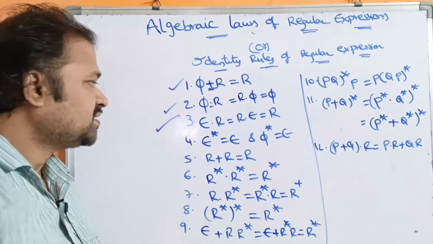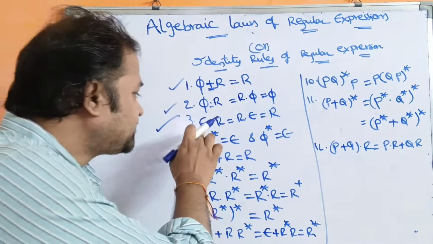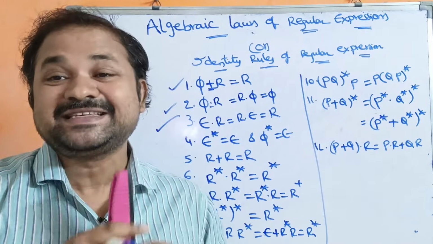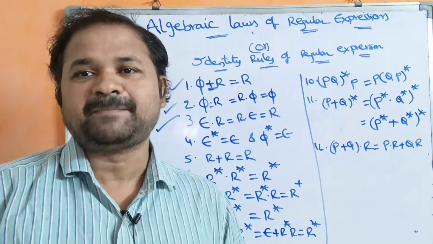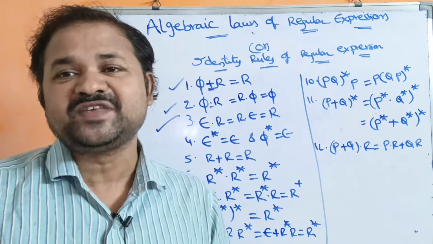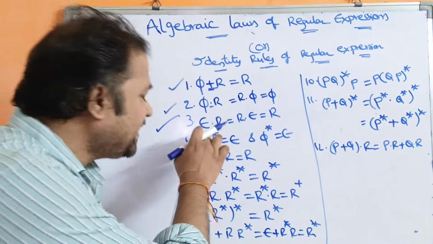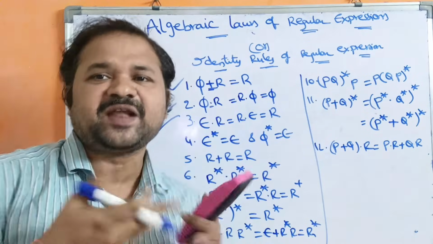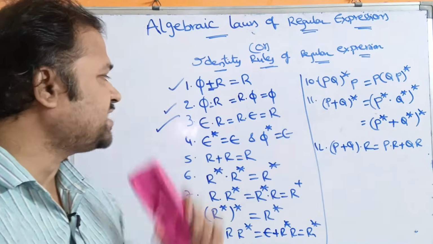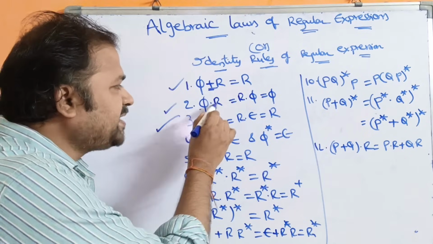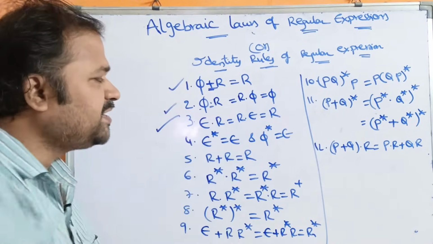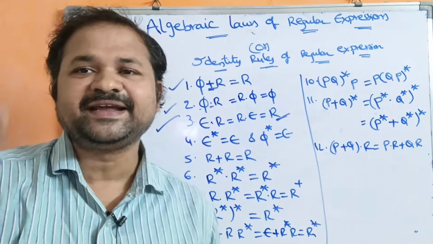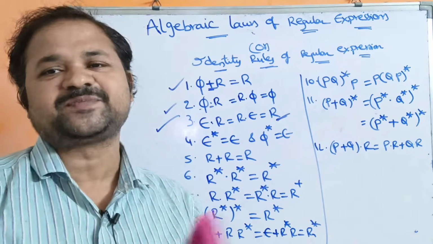Next, the third rule. The third rule is about the dot operator. Epsilon into r. What is epsilon? Epsilon means it is a null string. It contains a string, but the length of the string is 0. So epsilon into r is equal to r into epsilon is equal to r. Why? Because it has a null string. So we will get that regular expression as the output. So this is the difference here. Pi into r is equal to pi, whereas epsilon into r is equal to r, the regular expression. Why? Because epsilon contains a null string. So we will get the regular expression as the output.